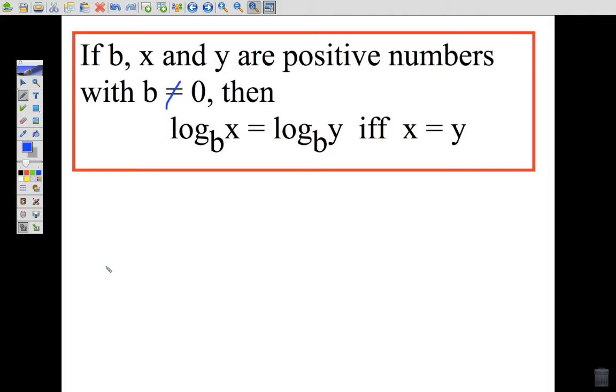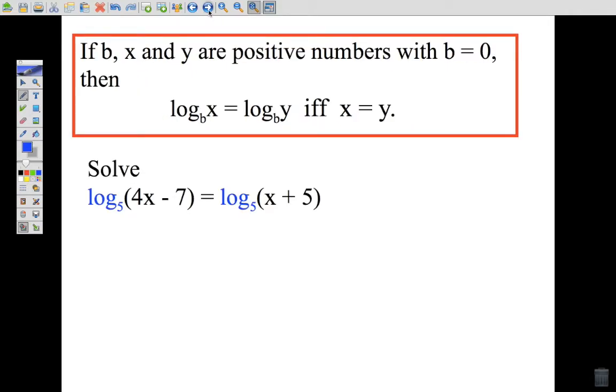Now this statement is written with that abbreviation IFF, meaning if and only if. So this statement is true whether you read it forwards, left to right, or from right to left. So it also would be true if I have x equal to y, then log base b of x is equal to log base b of y. Let's see how we're going to use this.